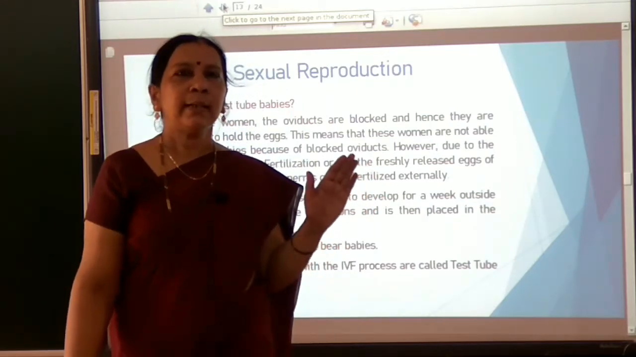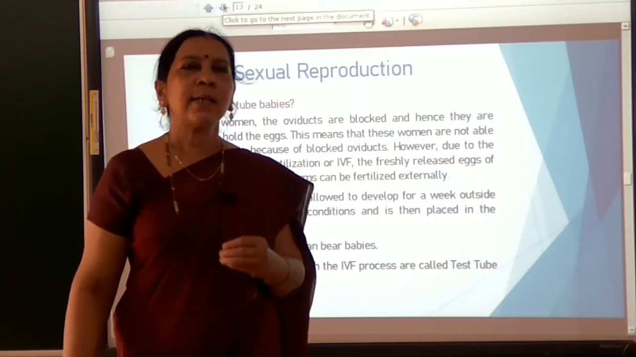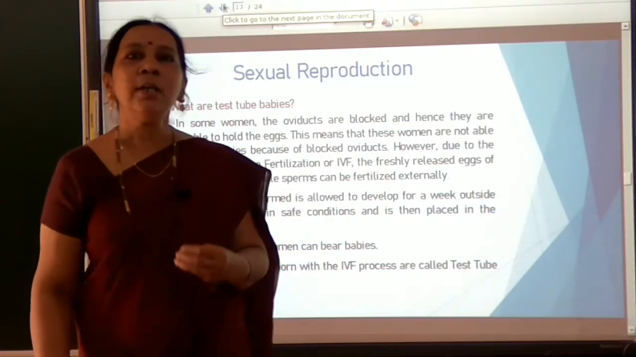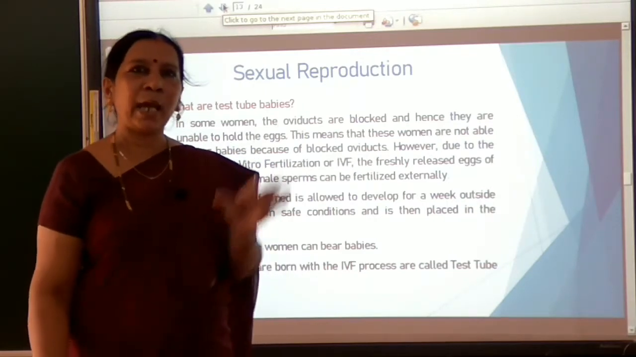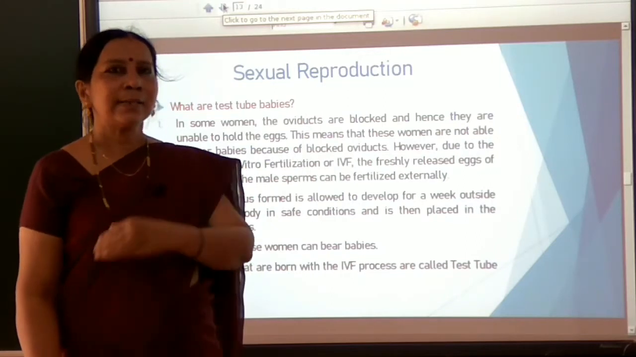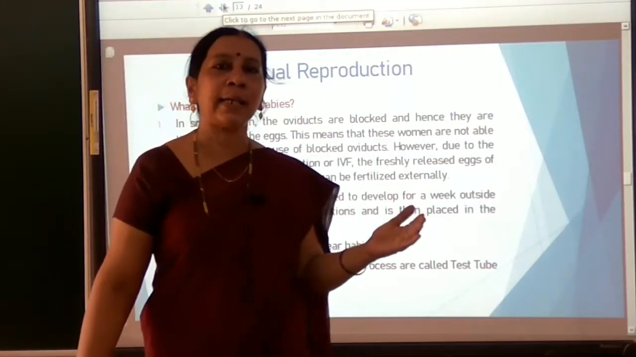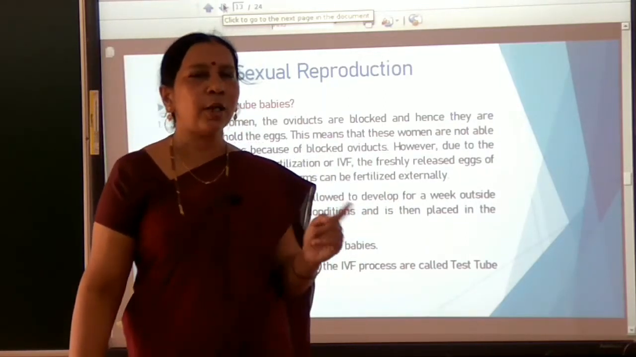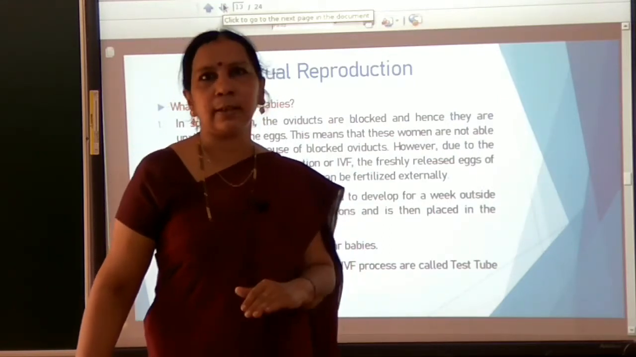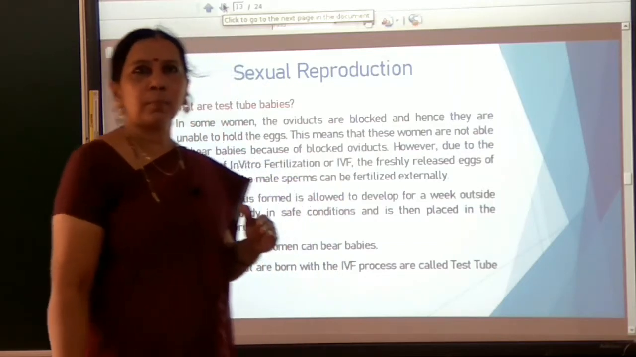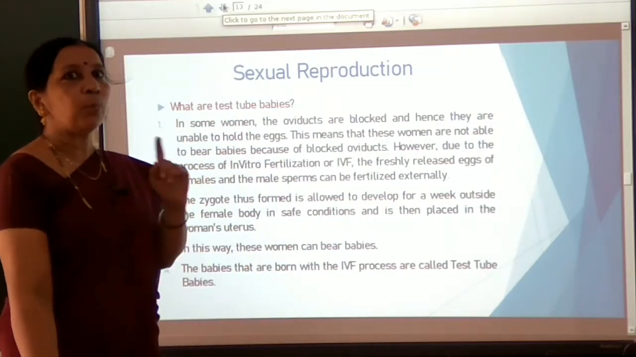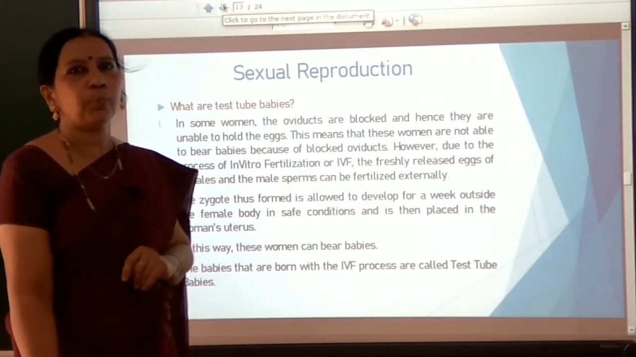Never possible. It is not like that. Some women have some problem in the oviduct or fallopian tube. They may have a blocked oviduct or fallopian tube, so that sperms will not reach the egg and fertilization cannot take place, and such women cannot bear children. Those who have a blocked oviduct or fallopian tube cannot bear children.